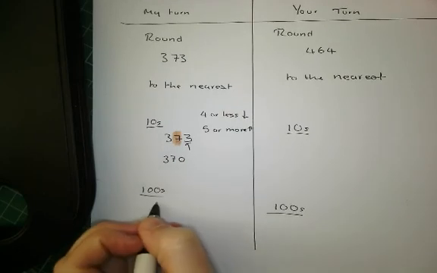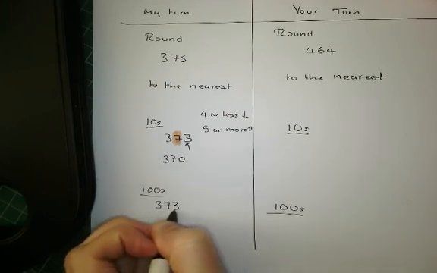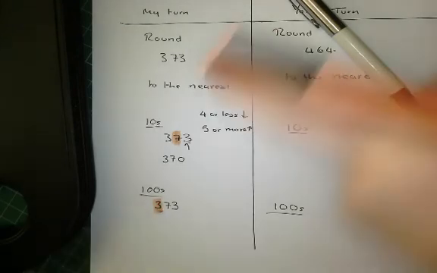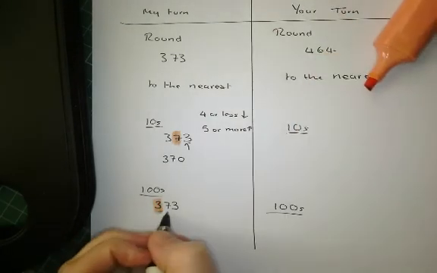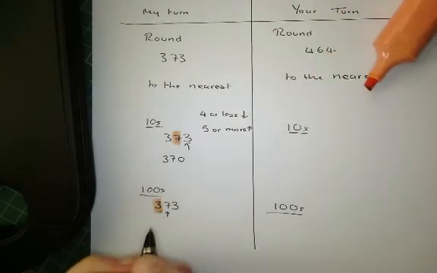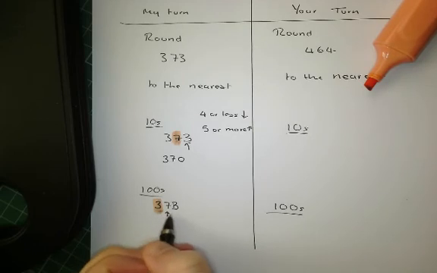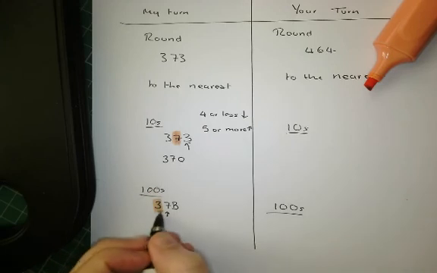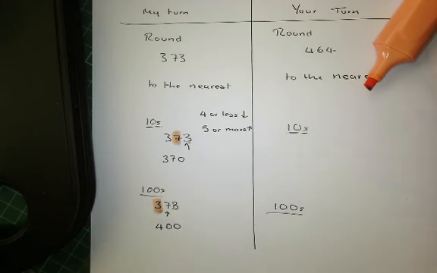Doing the same for the hundreds, I'd write 373. Instead of focusing on my tens, I'm going to focus on my hundreds now. And the next number is going to decide if I round up or down. It's in the tens, so this 7 is going to be my decider. 7 is more than 5, so my 3 is going to round up to 4. So I'm going to round to 400.